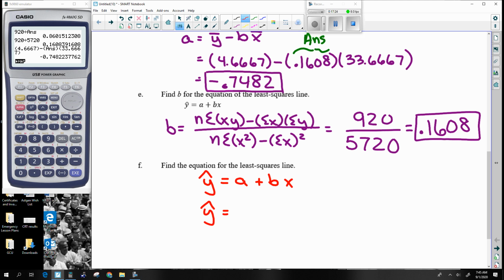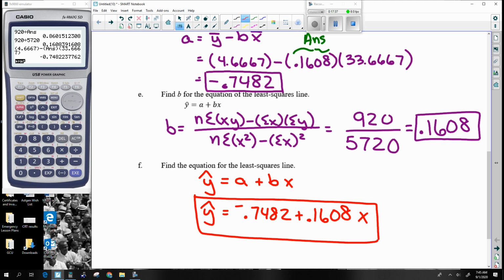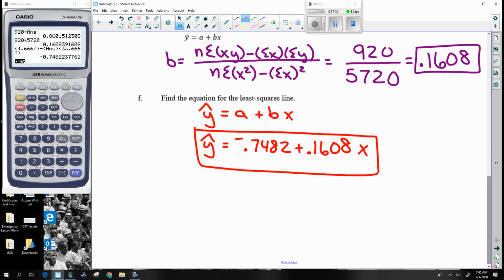So y hat is equal to A, which is negative 0.7482, plus B, which is 1.608x. So your final answer is a formula, technically a formula of a line. As I began this whole process, we're given the scatter plot, and what this equation is, is an equation of a line that is mathematically the most perfect that you can get your hands on.